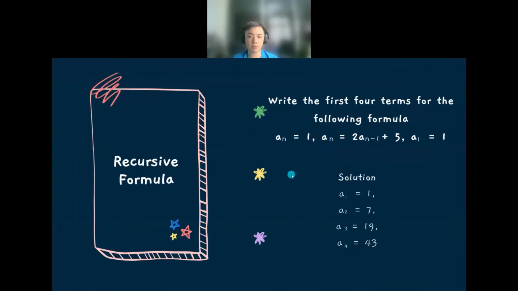Okay, the next example is: write the first 4 terms for the following formula. a_n equals 2 a_(n-1) plus 5, a1 equals 1. So the solution is a1 equals 1, a2 equals 7, a3 equals 19, a4 equals 43. We will see the calculation in the next slide.